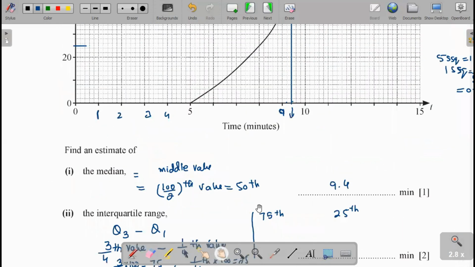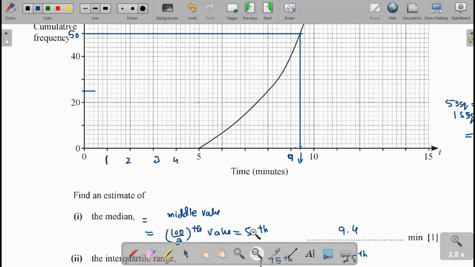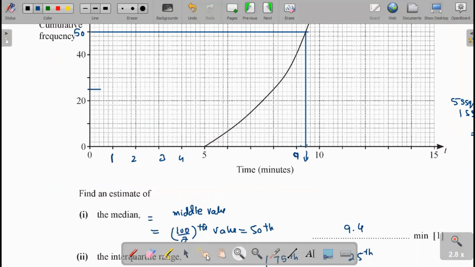Now you see here the 25th value. This is the 21. This is 20. And you see here there are 20 units equal to 10 small squares. It means one small square will be equal to 2 units. Therefore, that is 22, 24, and that is 25.